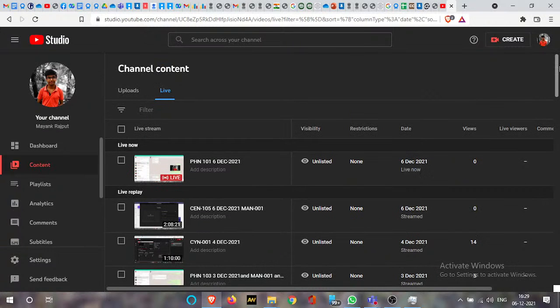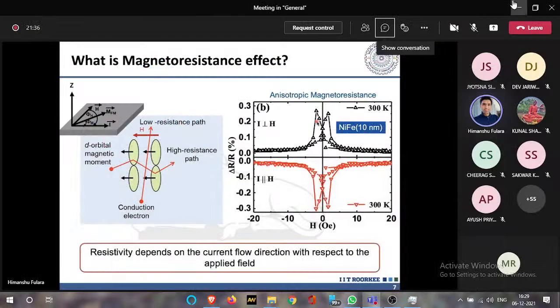But the problem here is, if you look at the change in the resistance, it is very small, even less than 1%. So until that time, you cannot use this effect for technological applications, because it is too small to detect. Now, why does this effect arise? It arises because of the electronic orbital configuration.